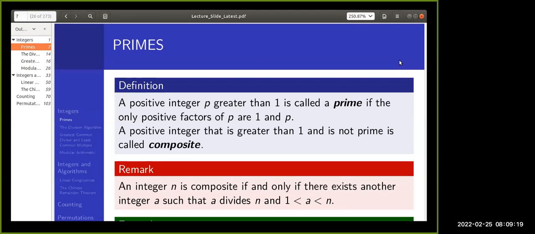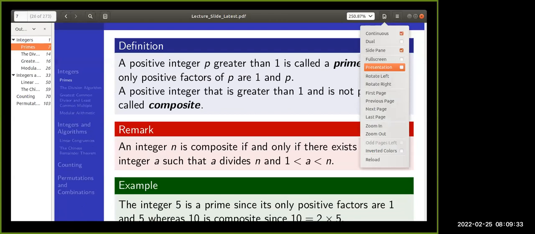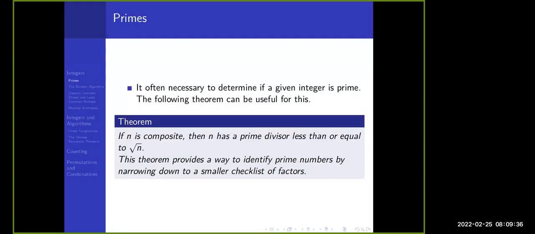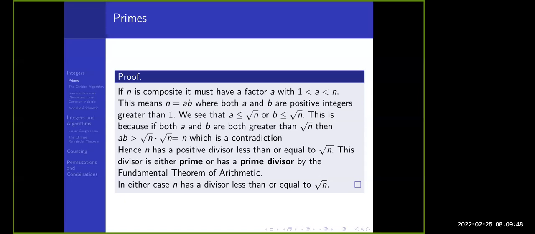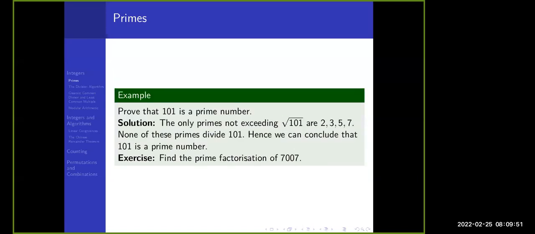Arithmetic, which says that every positive integer can be uniquely written as a product of prime numbers. We also looked at this theorem, which says that any positive integer n will have a prime divisor which is less than or equal to the square root of n. So this was the proof. We did that. Now we applied that to some example there.